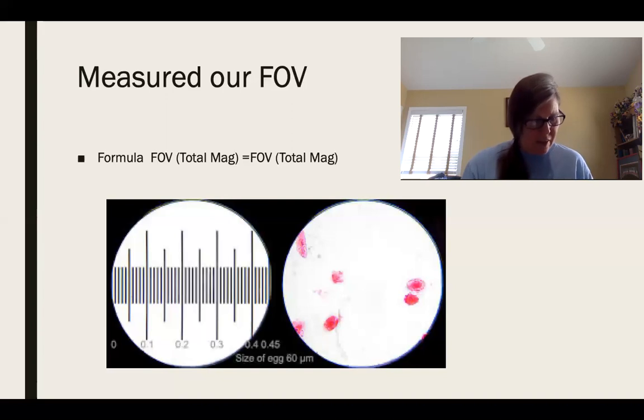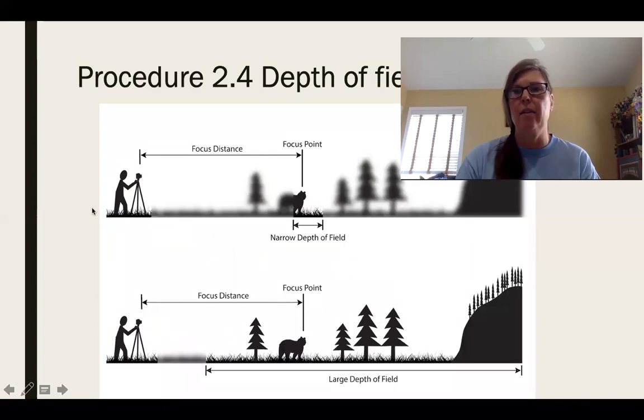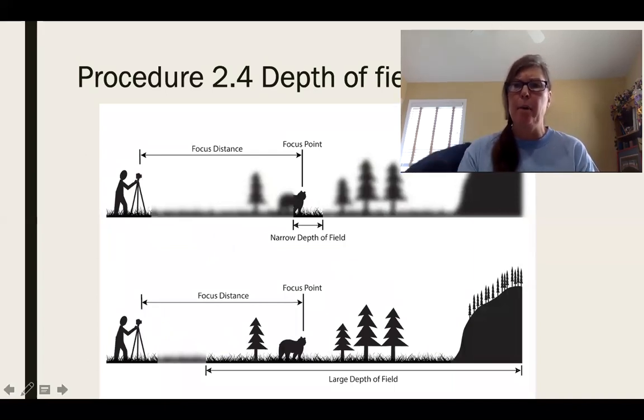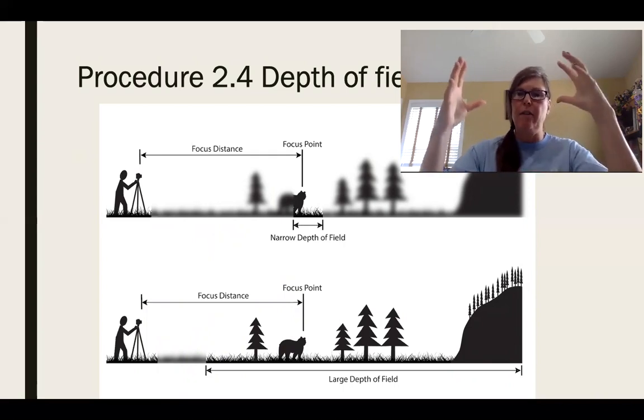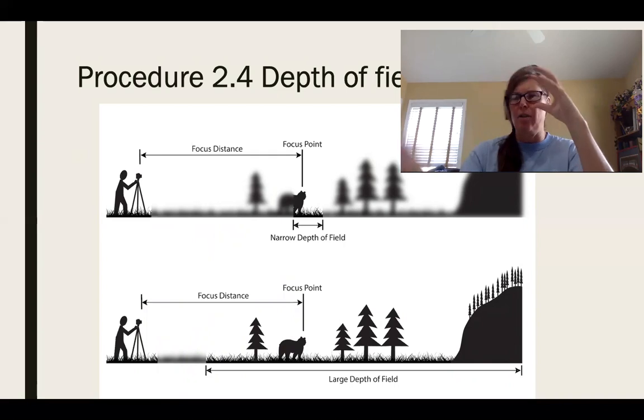Okay. And then the last thing we're going to talk about is called depth of field. I was looking for a better picture, but the depth of field pictures that are online have to do with lens lengths and physics, and I was not going to get into that. So basically, we know we have our field of view. Our field of view gets smaller as magnification goes up.